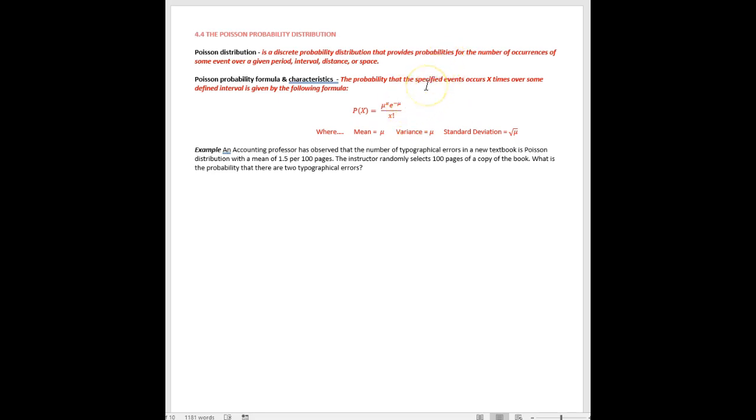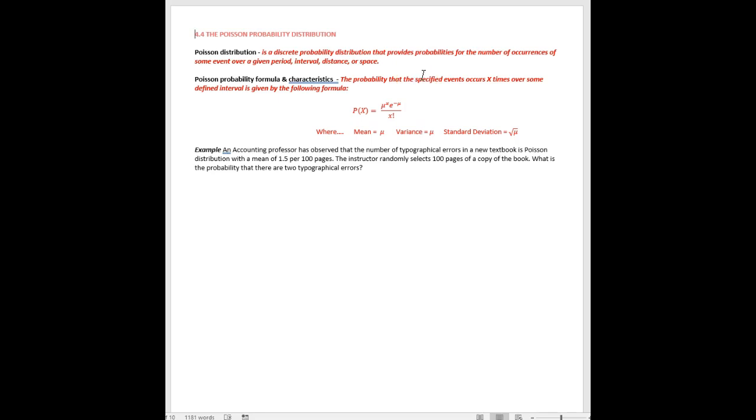Example: an accounting professor has observed that the number of typographical errors in a new textbook is Poisson distributed with a mean of 1.5 per 100 pages. The instructor randomly selects 100 pages of a copy of the book. What is the probability that there are 2 typographical errors?